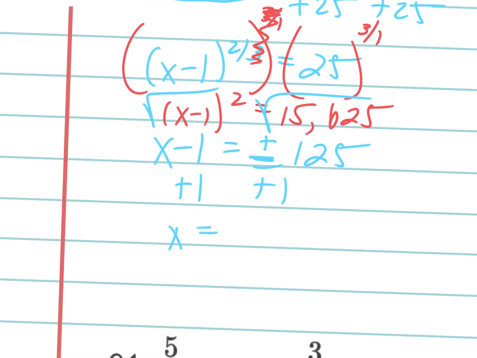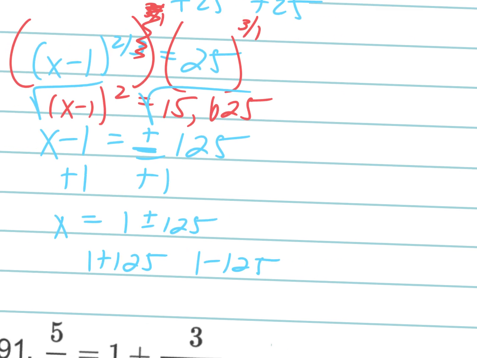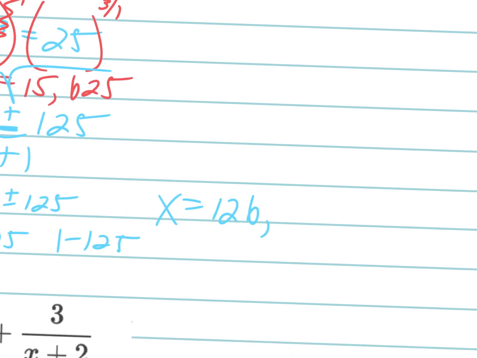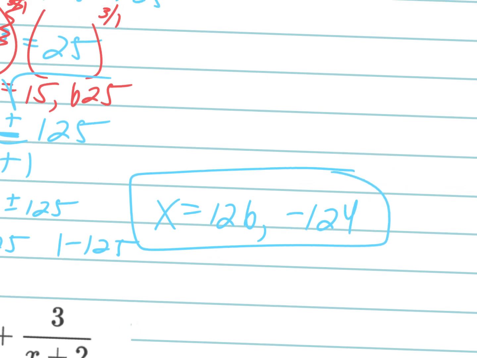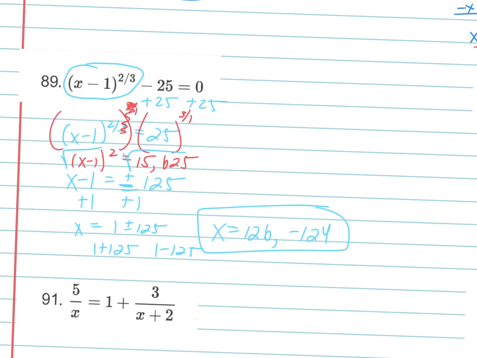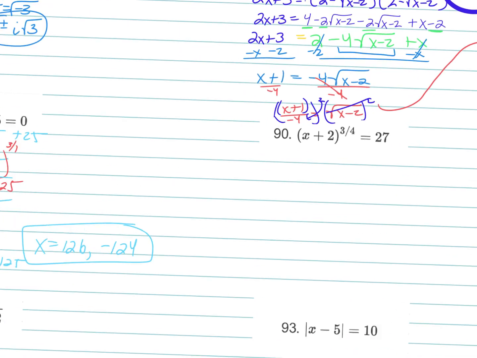So you have two problems here. You have 1 plus or minus 125. This is 1 plus 125, and this is 1 minus 125. You have two whole number answers. Your answer is x equals 126, and you have x equals negative 124. Remember, when you have a plus or minus, you have to simplify both answers. Make sure you guys do that.